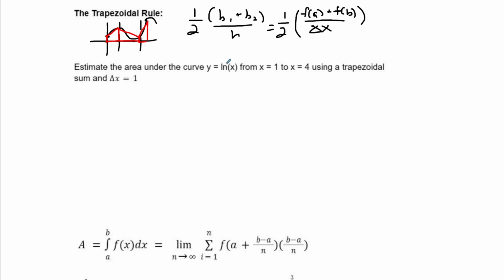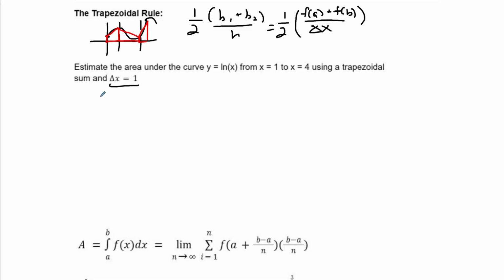So here we're asked to estimate the area under the curve y equals ln of x from x equals 1 to x equals 4 using a trapezoidal sum and delta x equals 1, right? So we're going to have our subintervals have delta x equals 1. So we're going to start at 1. So we're going to have 1 to 2, 2 to 3, 3 to 4, right?